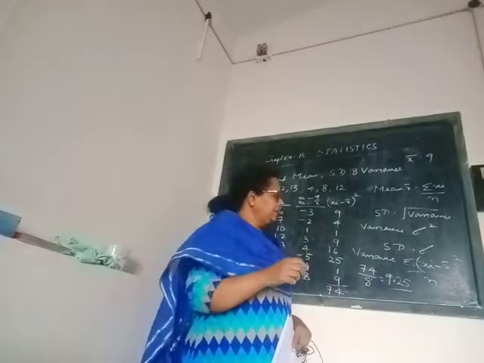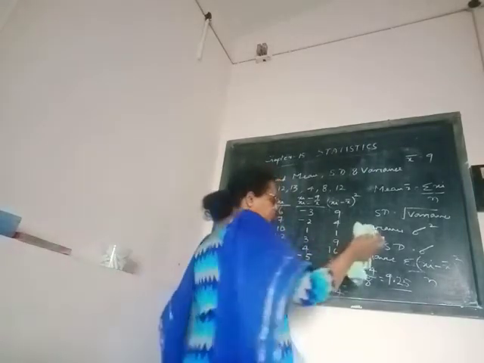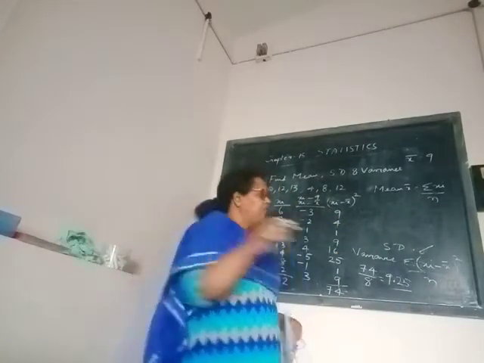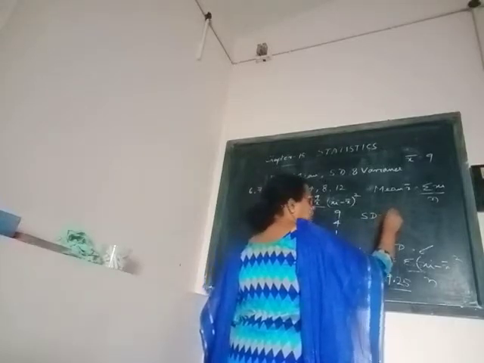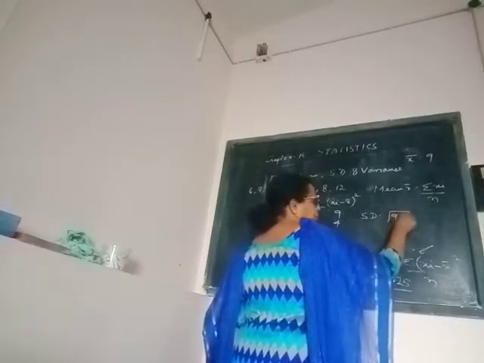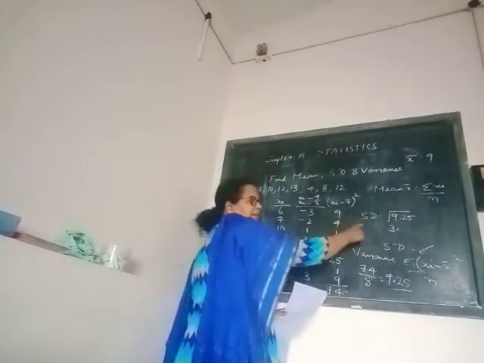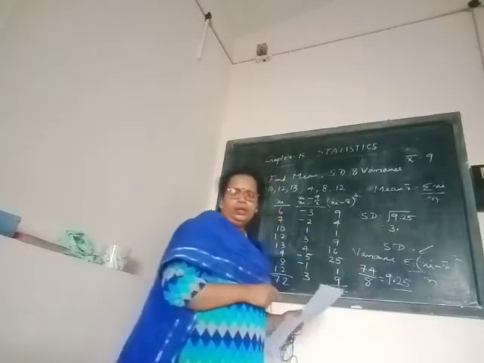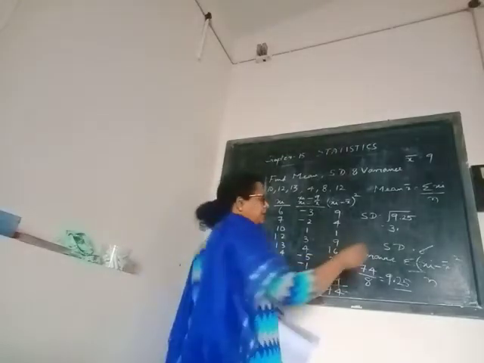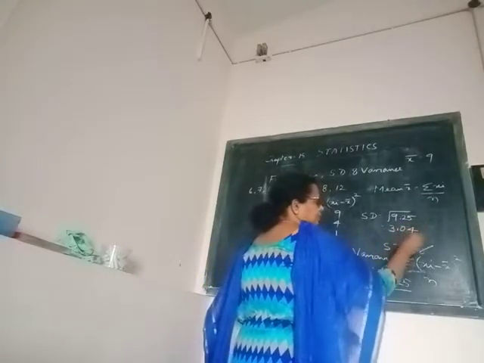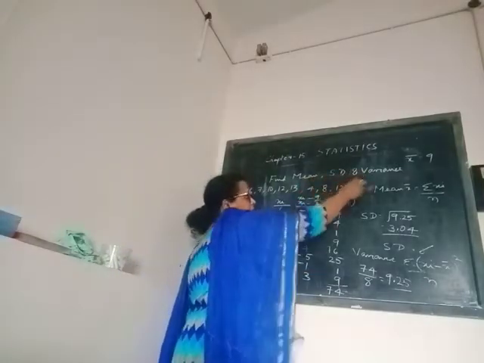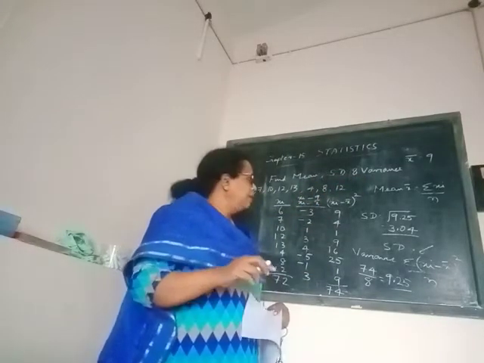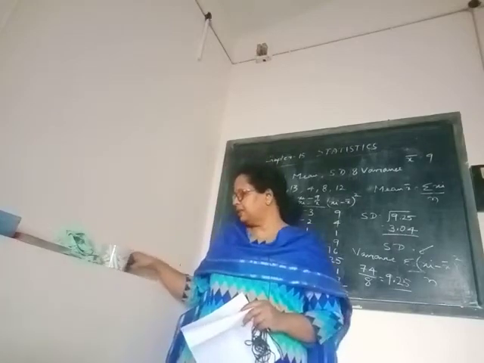Then standard deviation is asked. So you should find root of 9.25. SD is root of variance, or root 9.25. You will get it as 3.04. So we found mean, standard deviation and variance. Okay, let us do one more problem. Let us practice this problem.